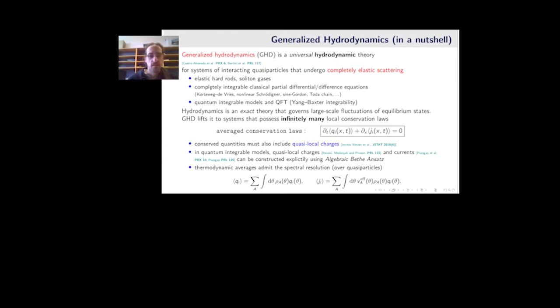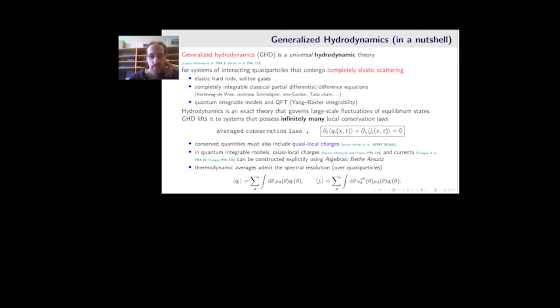So you will have it in some very simple classical systems, such as elastic hard rods that have been studied decades ago, or some simple soliton gases. Then you will have it realized in completely integrable partial differential equations or difference equations, such as those that I listed up here. And then most famously, perhaps, are the Yang-Baxter integrable systems, so either quantum integrable spin chains or quantum field theories. So for all of these systems, one can apply generalized hydrodynamics.